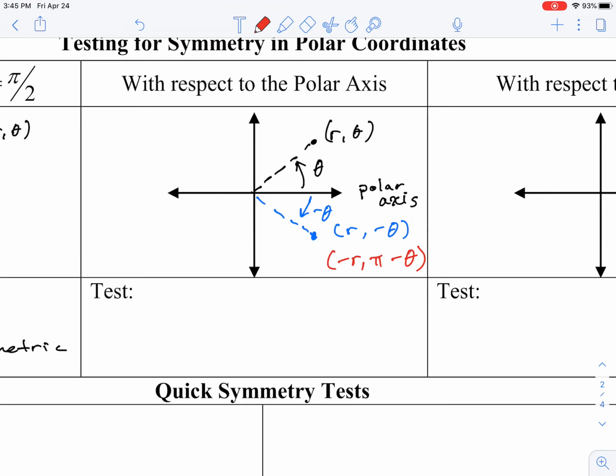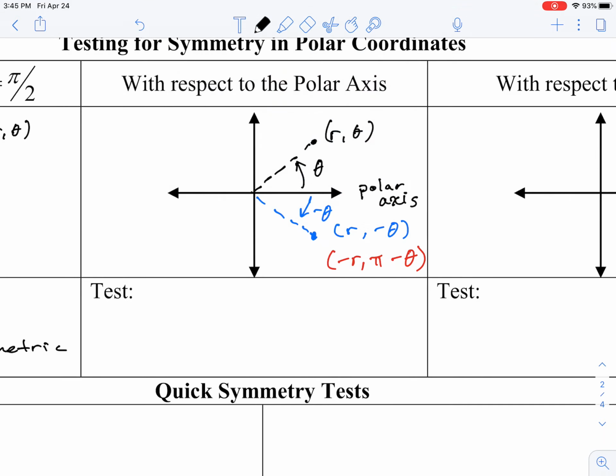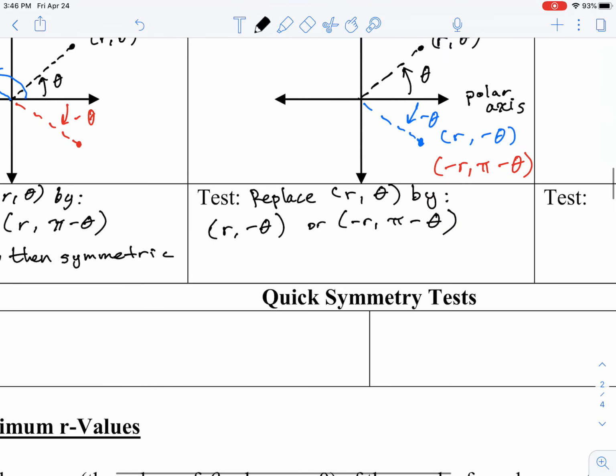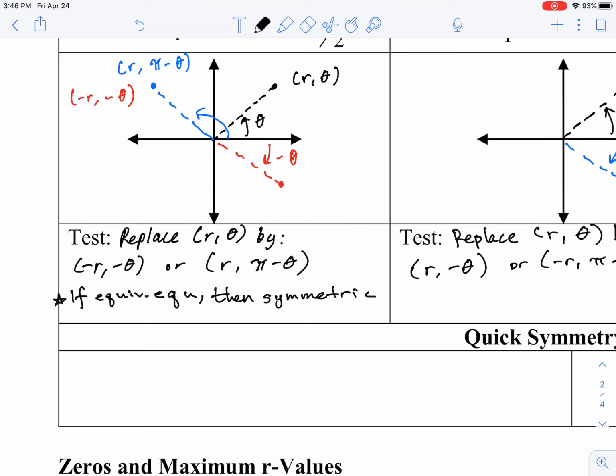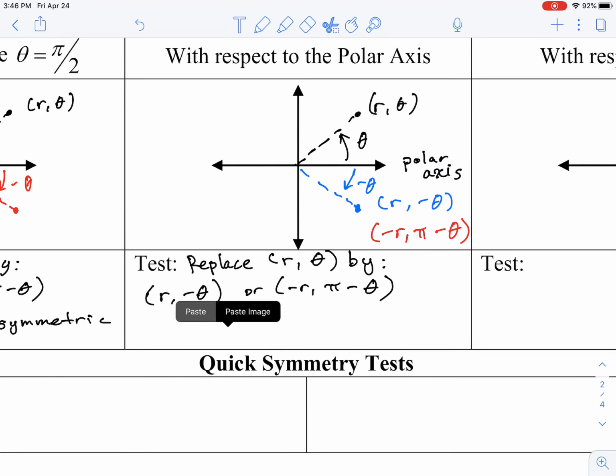Of theta. Just think about that for a little bit and see how that would make sense for you. Similarly, if we want to check to see if a polar equation is symmetric with respect to the polar axis, we're going to replace (r, theta) by the following: (r, negative theta) or (negative r, pi minus theta). One of those two. And again, if we end up with an equivalent equation, then it's symmetric. I'm just going to copy and paste this, since that's going to be the outcome for all of these tests. So we'll just say that here.